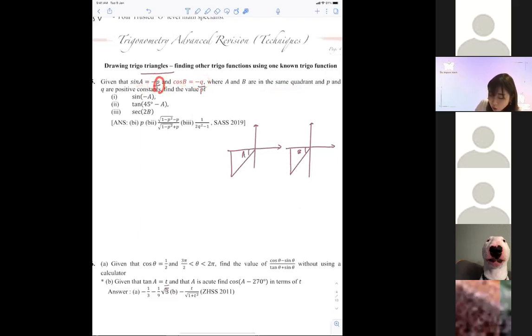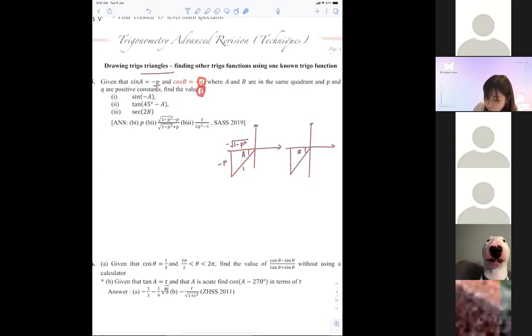Okay, so it is O over H. Here will be square root of 1 minus P squared using Pythagoras theorem. Now you can put in the sign. Hypotenuse is always positive. This is the negative y-axis, so this is negative. This is the negative x-axis, so this is negative. Try one more time.